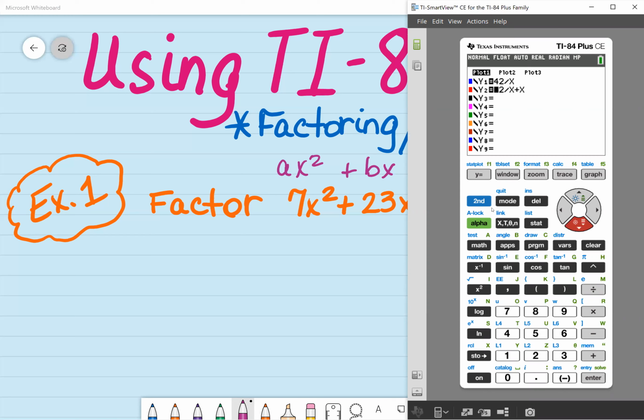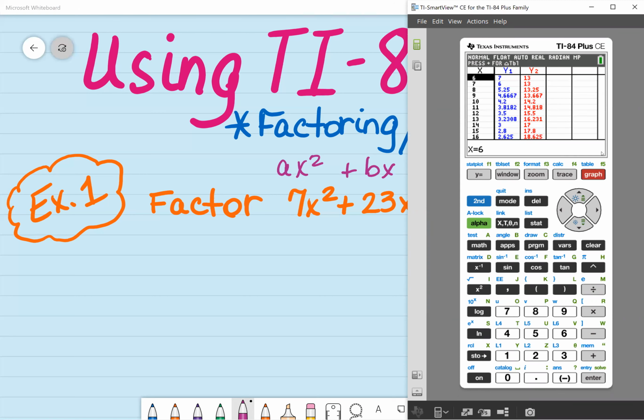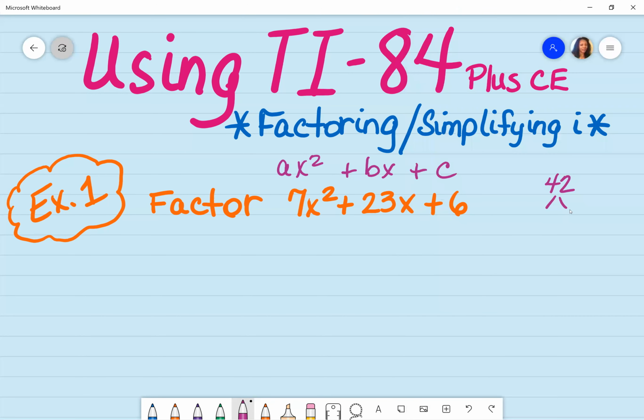So now what you want to do is go to your table, second graph, and you're looking for the part on my calculator that's red, which is the third column labeled y sub 2. In that column, what you're looking for is your middle term, which we know is 23. So we're going to go down and just look at the pattern, are the numbers going up or are they going down, so that you'll know which direction to go. So I see 23 here. In front of 23, I have two numbers. Those are my two factors that will not only multiply to equal 42, but if I add them, they equal 23. So that's what I'm looking for, 21 and 2.